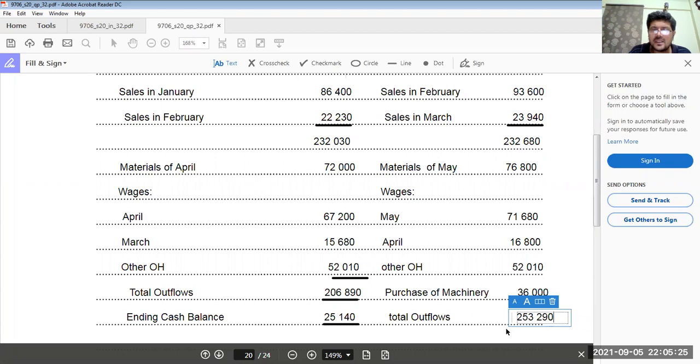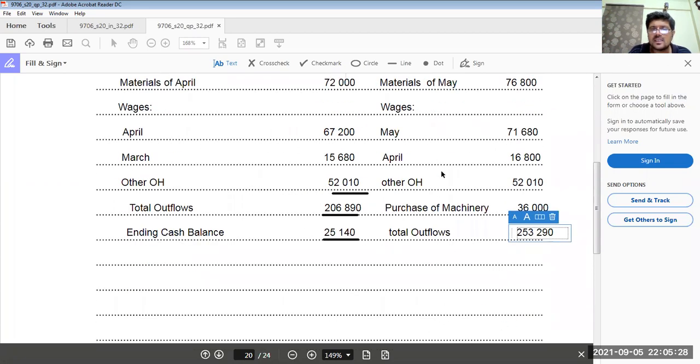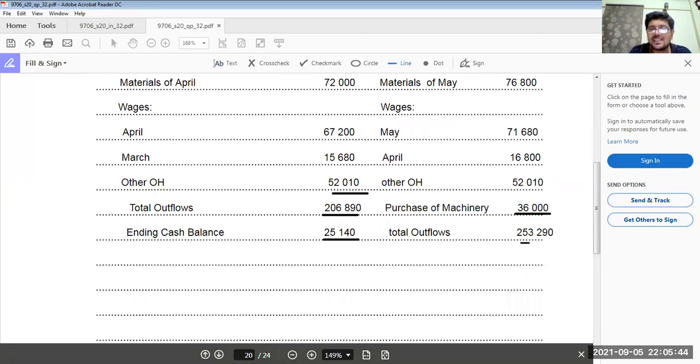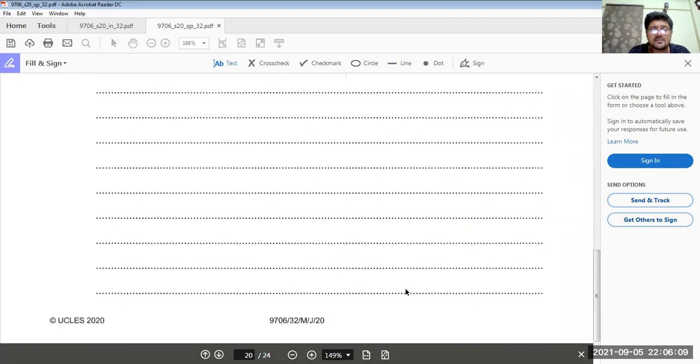Now, if we deduct the total outflows from total inflows, 232,680, the answer is 20,610 negative cash flow. Very good. 20,610. Done? Okay. Now move to the next question.